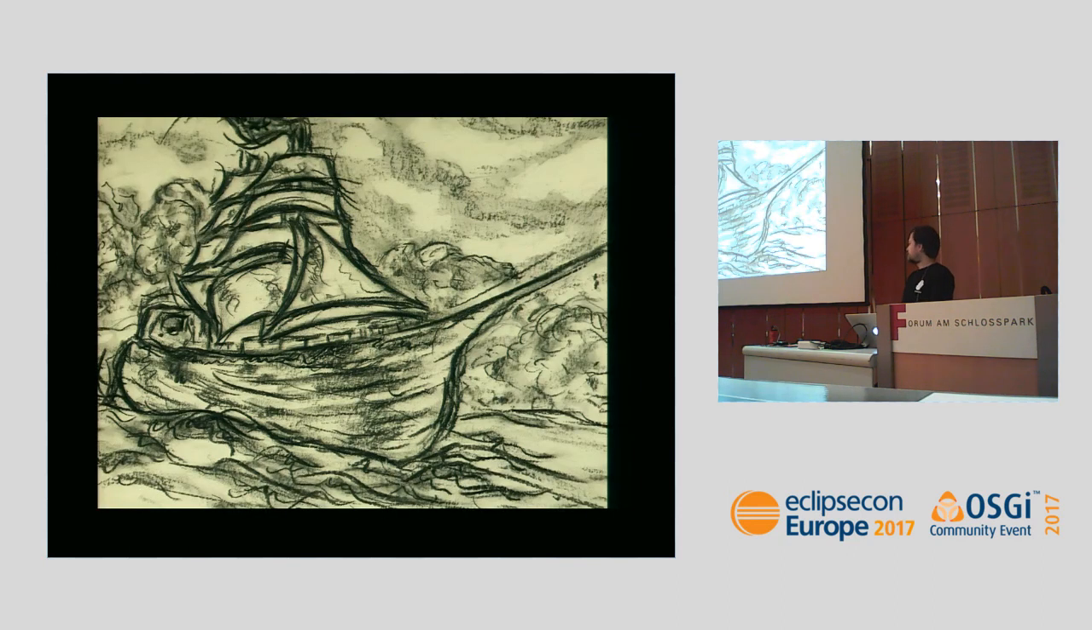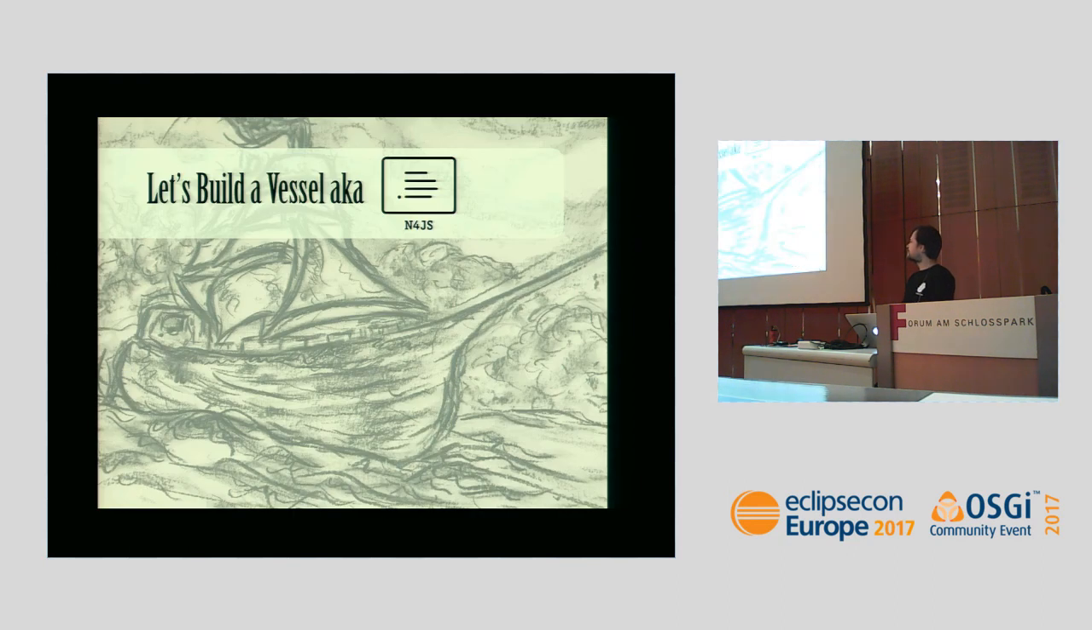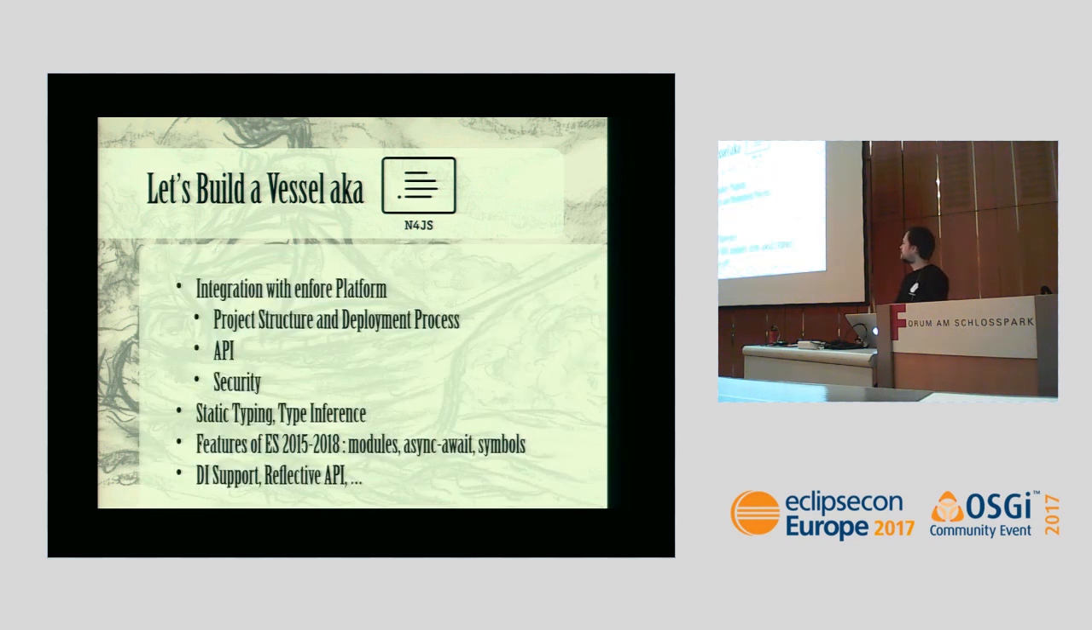The ship. The ship, exactly. So now that we know our wish list that we need to go figure out, let's take a look at our vessel, which would be N4JS, a superset of JavaScript. The unique property of N4JS is actually the integration with the N4 platform. So as a platform, we also offer APIs and security concepts to be able to deploy applications to the store, and that is what is supported by N4JS.